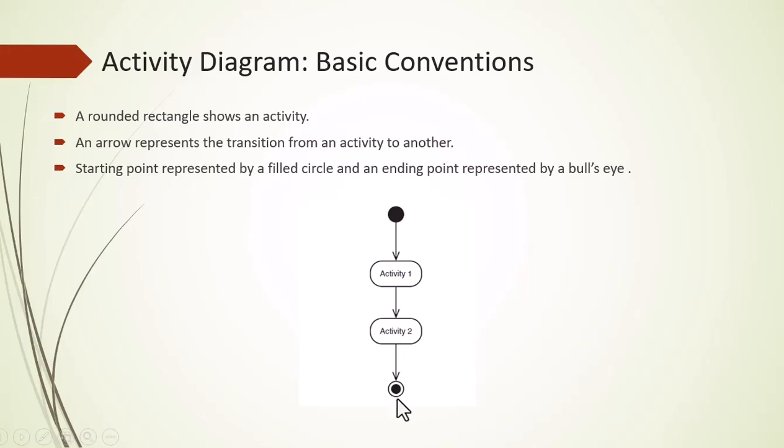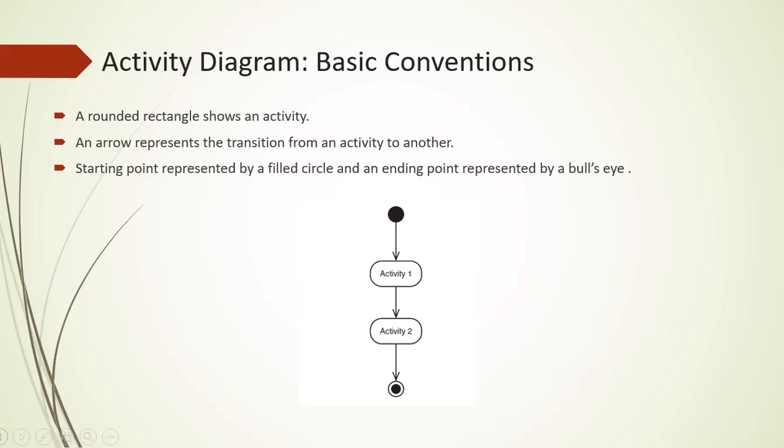And this is the end and this is the starting beginning. So the first activity is this, and then it is passed to this. So transition is from activity one to two, and then activity two finishes. Starting point represented by filled circle and ending point represented by a bull's eye. So this is the filled circle and this is the bull's eye shape. So these are the basic conventions.